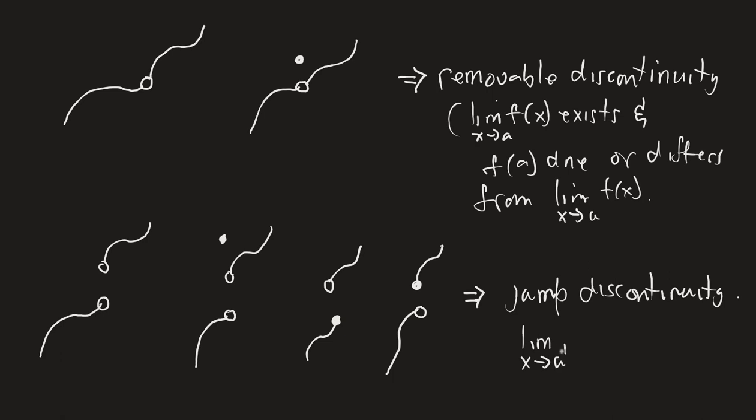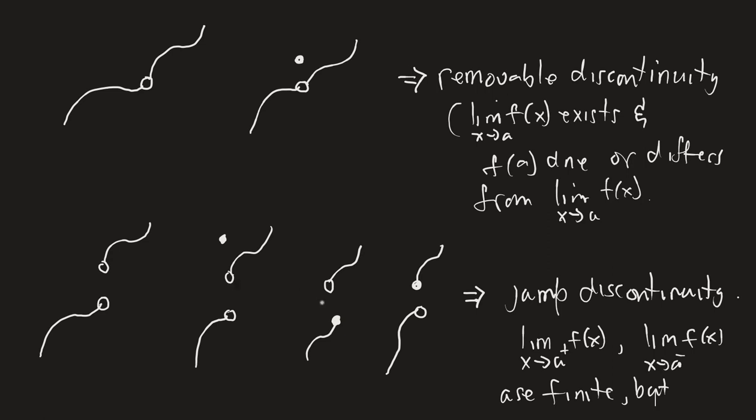The limit from the right and the limit from the left, these are both finite limits. In other words, they're both actual numbers, right? So these are finite, but not equal, right? And that's what causes the function to kind of jump from one piece to the next.